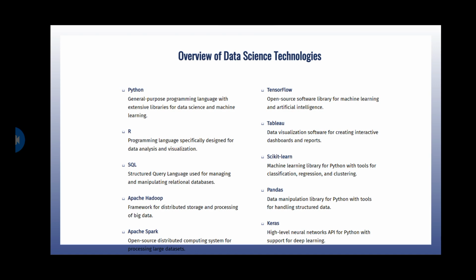Next is Scikit-learn, a machine learning library for Python, with tools for classification, regression, and clustering. And next one comes to Pandas, which is also a Python library, used for data manipulation, with tools for handling structured data. Next is Keras, a high level neural networks API for Python with support for deep learning. It's not mandatory that we use all of them. These are the software available, but we will use what fits the use case or project we are going to do. This is the small overview of data science technologies in the field of data science.